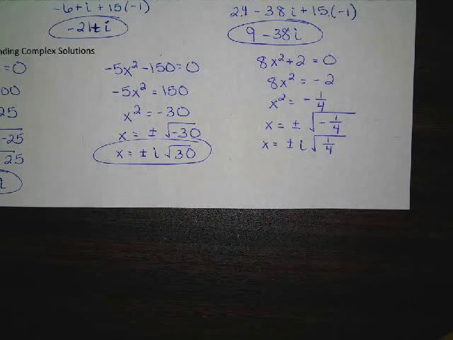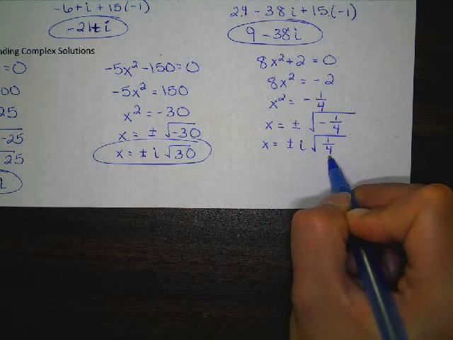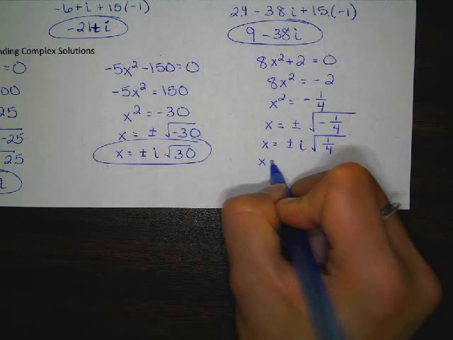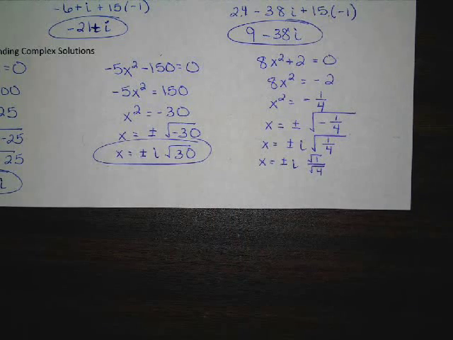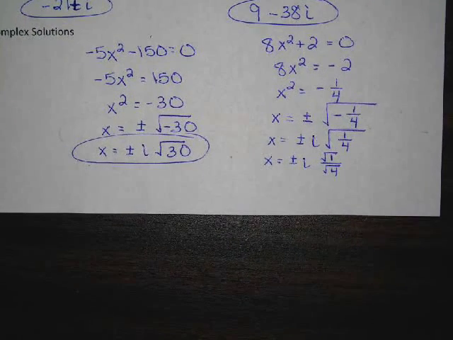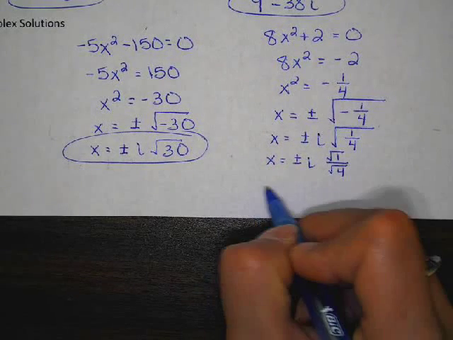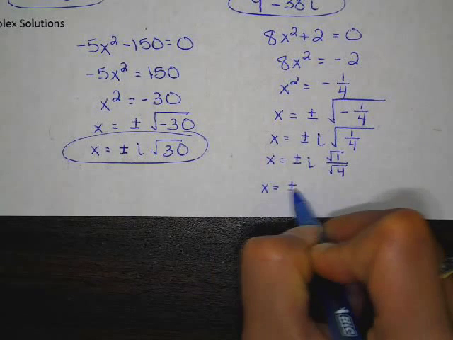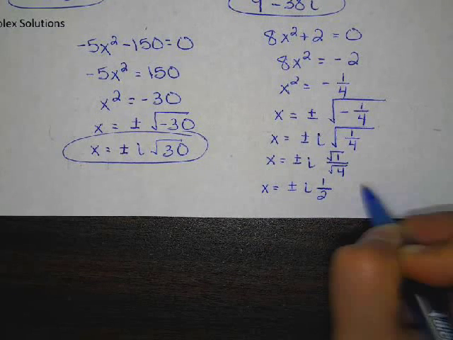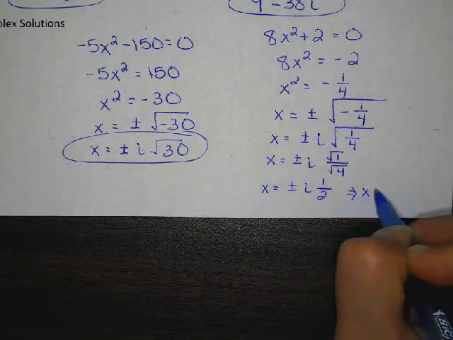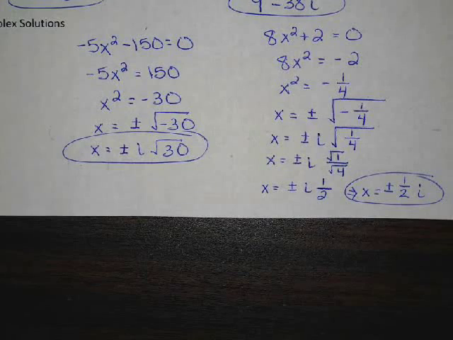And you should hopefully remember from your rules of dividing radicals that if I have the radical of this whole fraction, 1 over 4, I can split it up into individual parts. So I can have the square root of 1 over the square root of 4. Well, I know that the square root of 1 is just 1, and the square root of 4 is 2. So if we want to rearrange that to make it look a little nicer, x equals plus or minus 1/2 i. And that's your final answer.